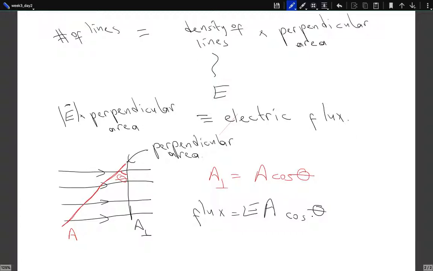You have the electric field lines. You imagine the perpendicular line to the electric field lines, and theta is the angle between this plane and this perpendicular line. Does this remind you of anything? You have some magnitude of some vector multiplied by cosine theta. Right? It looks like a dot product. And in fact, we do define it as the dot product.